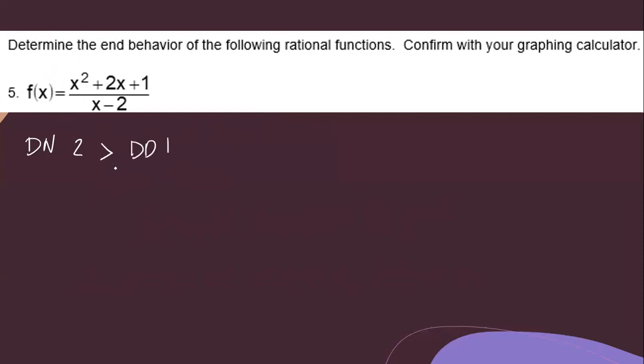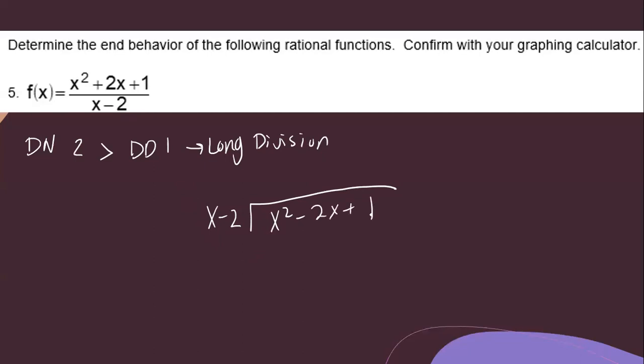So this time, the numerator is greater than the denominator, which means that we have to do long division because it's not in proper form. So we're going to do long division. Remember, the cowboy rides the horse, so x minus 2 goes outside. And x squared plus 2x plus 1 goes inside.